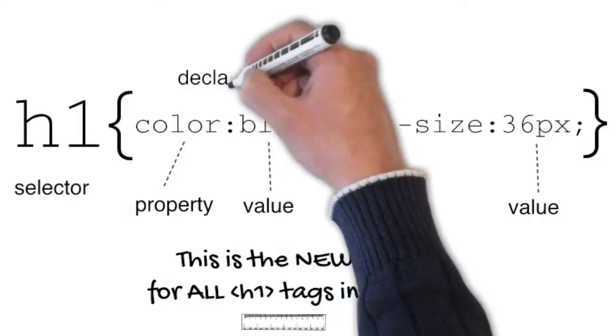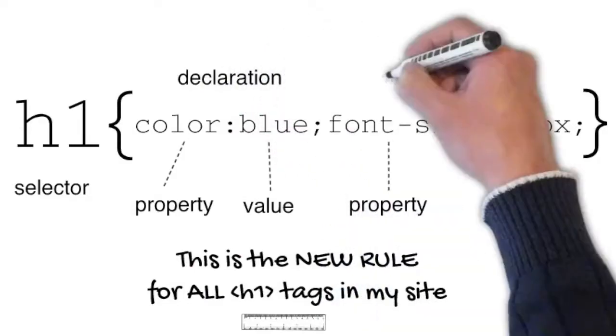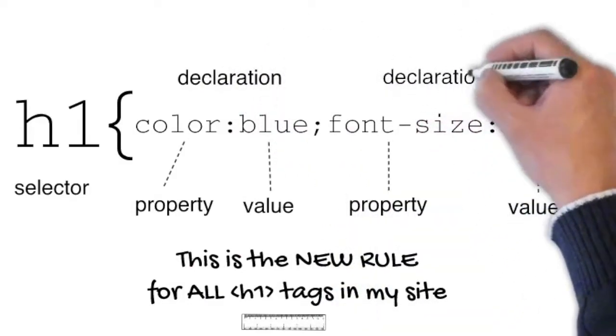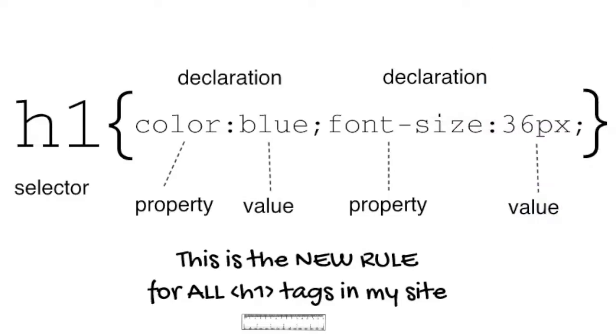Oh, and there's one more thing you should know. Each one of these rules you put in place is called a declaration. So color blue is one declaration, and font size 36 points, another declaration. Those are declarations related to the H1 tag.